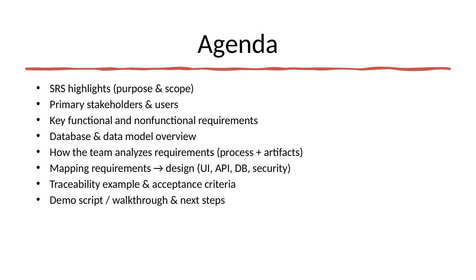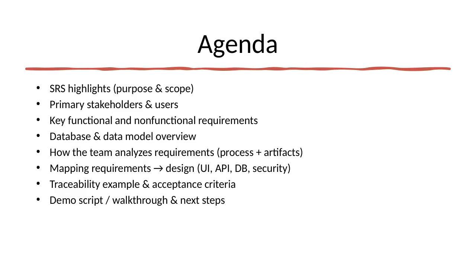Let's take a look at the agenda for today's discussion, which will guide us through the key aspects of the software requirement specification, or SRS, for the digital library system. We'll start by clarifying the purpose and scope of the project to set a clear foundation. Then we'll identify the primary stakeholders and users, which helps us understand who will interact with the system and what their needs are. From there, we'll dive into both the functional requirements, which define what the system should do, and the non-functional requirements, which cover qualities like performance and security.